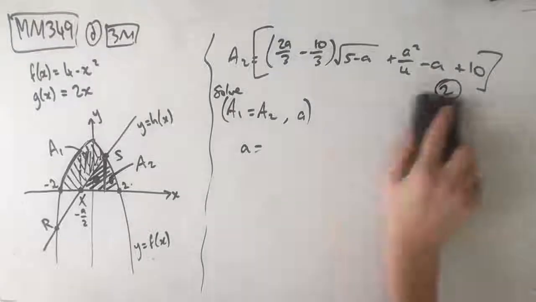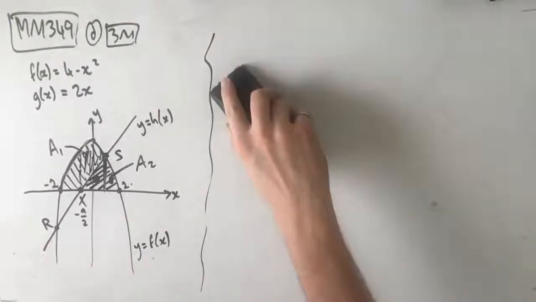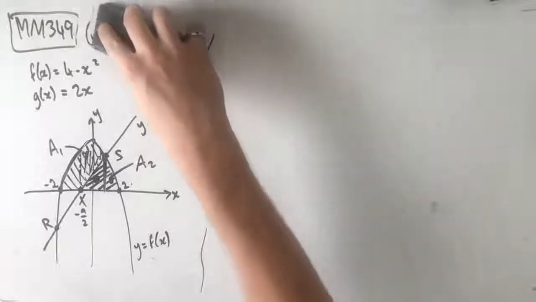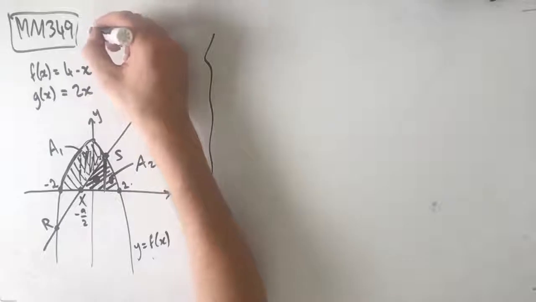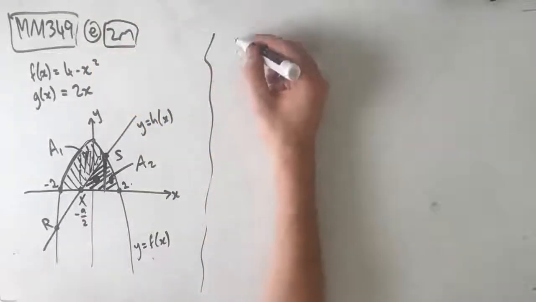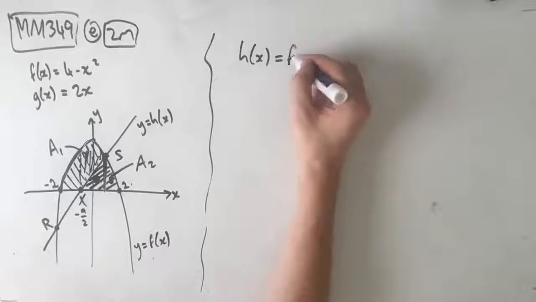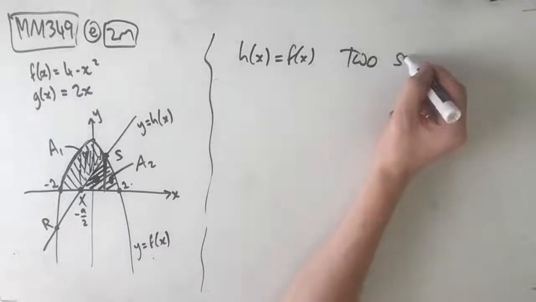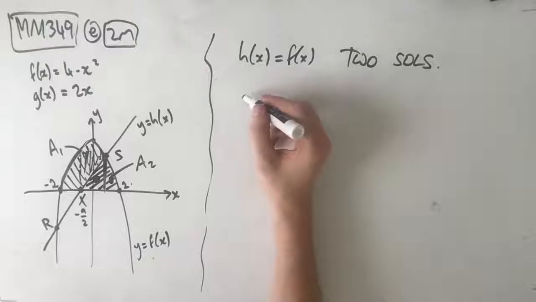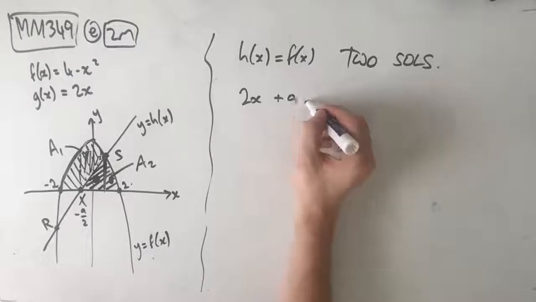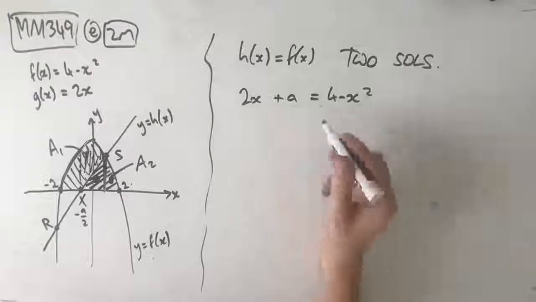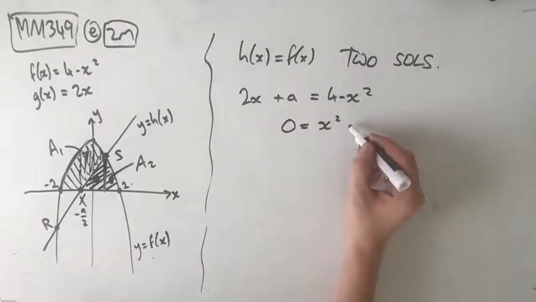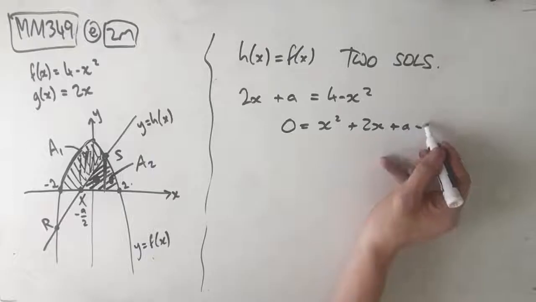Part E is a 2-mark question and asks us to find the range of values of a for which the equation h of x equals f of x has 2 solutions. Alrighty, awesome. So E is 2 marks and we're looking for h of x equals f of x has 2 solutions, okay? Now, if we have h of x equals f of x, that means that we've got 2x plus a equals 4 minus x squared. Now, I'm just going to get all this onto one side, so we end up with 0 equals x squared plus 2x plus a minus 4.